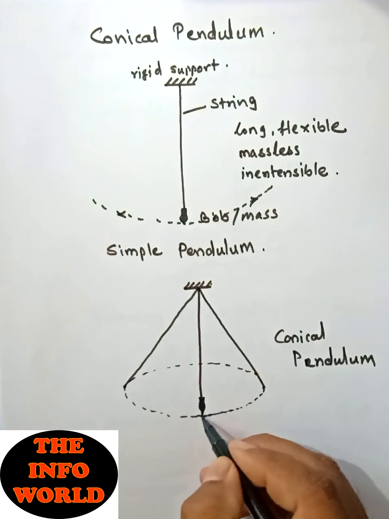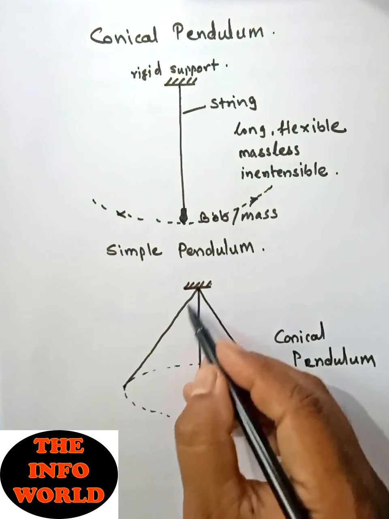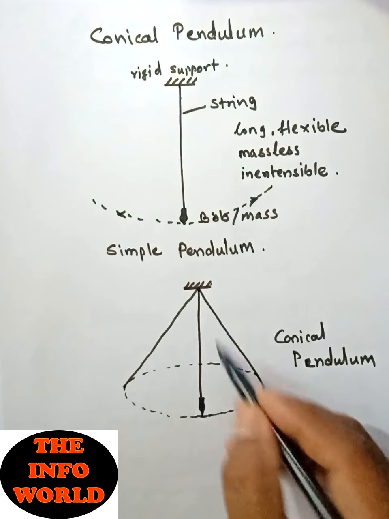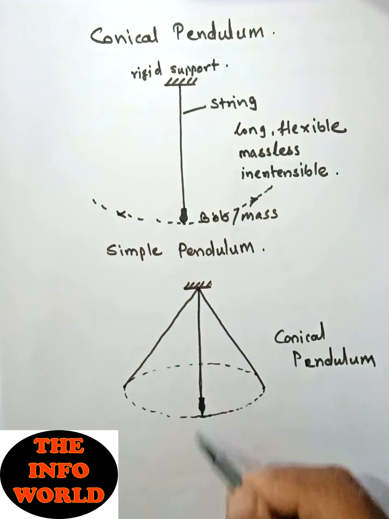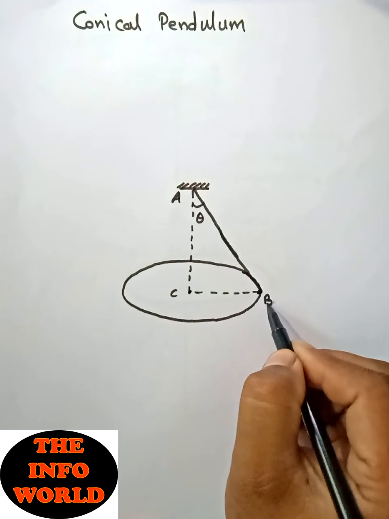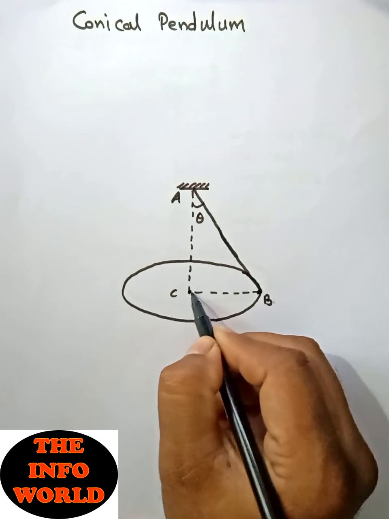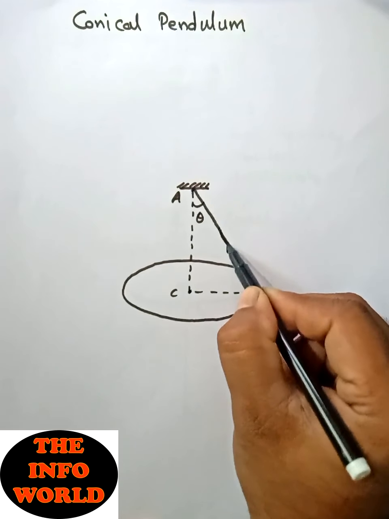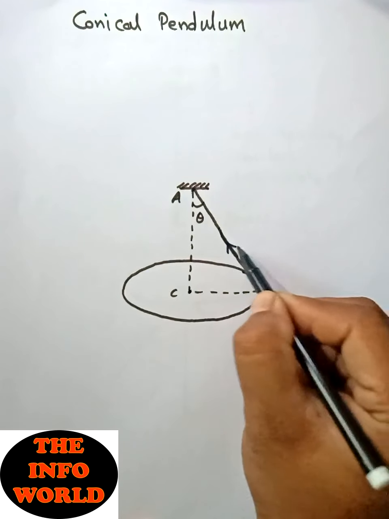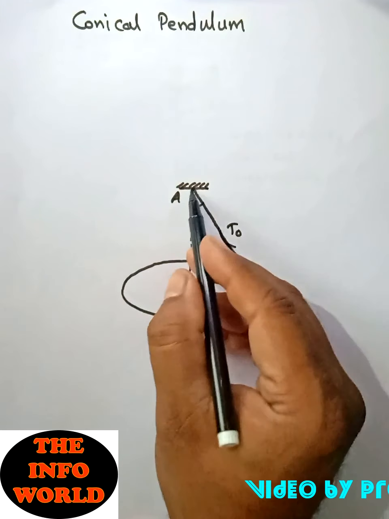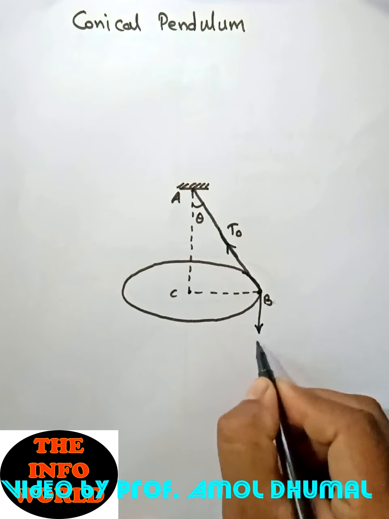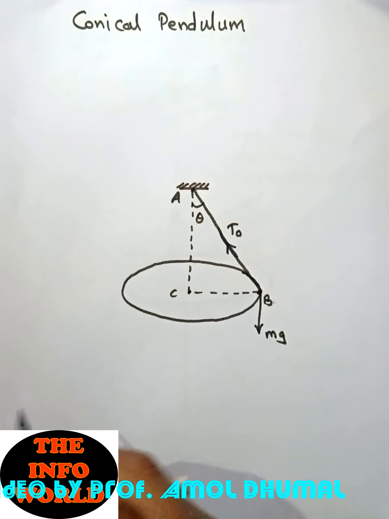So while rotating, this string and bob make a cone with a vertical axis. The bob is at position B, C is the center of rotation, A is the fixed support. This is the string. Due to the mass of the bob, this string experiences tension and this tension acts towards the fixed support. The bob has weight which acts in the downward direction, mg.